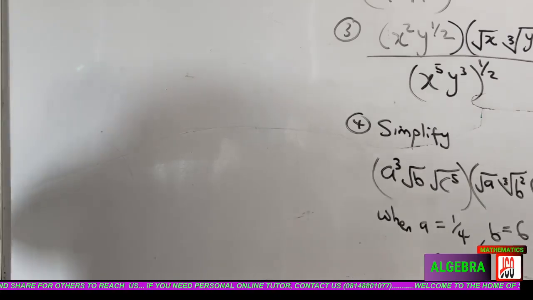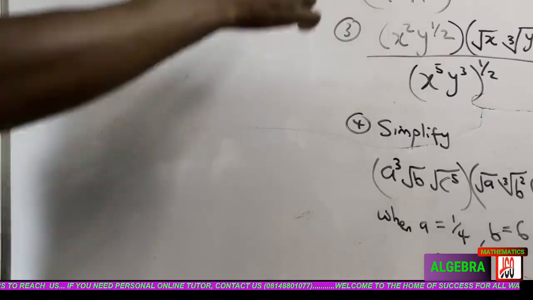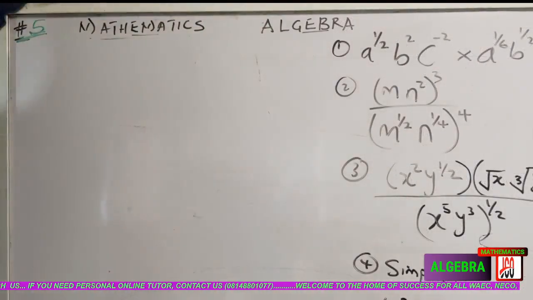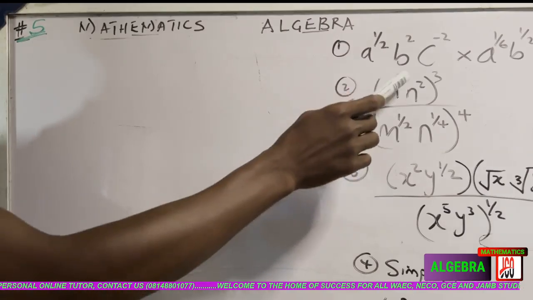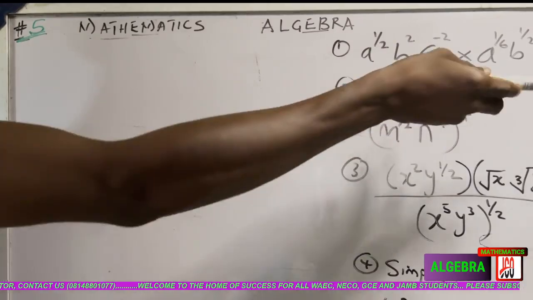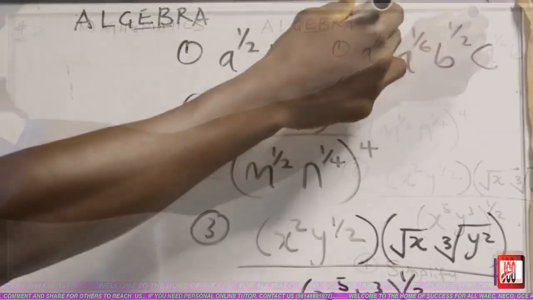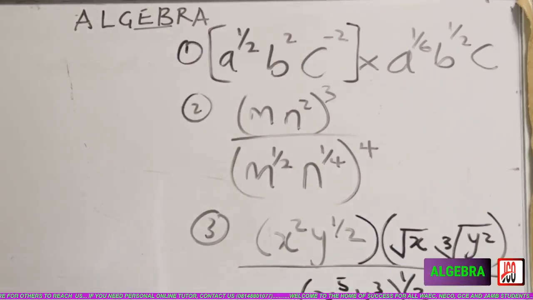All right, welcome back now to episode 5 of Algebra. We have some questions there looking at us. We have a raised to power 1 over 2, b raised to power 2, c raised to power minus 2, times, which is multiplying, a raised to power 1 over 6, b raised to power 1 over 2, c. So how do I deal with multiplication?